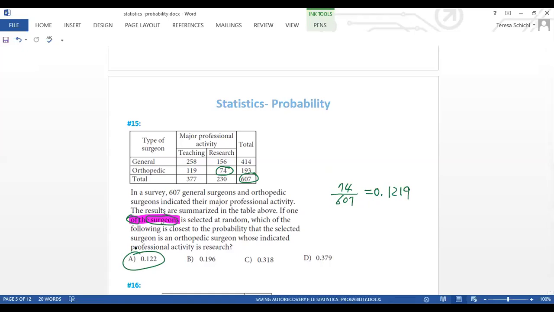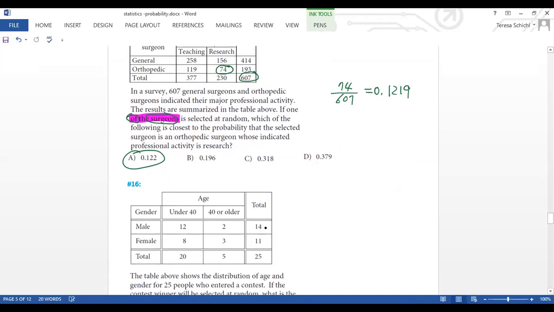The most common mistake is people will say it's 74 over 193, because they said orthopedic surgery is research. So be careful about the "of." Whatever follows the "of" will be your denominator.